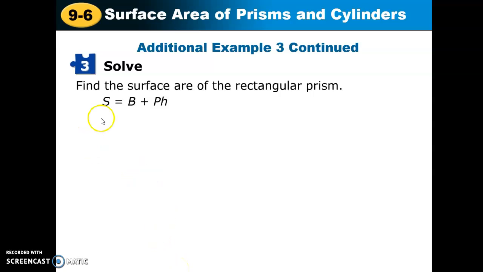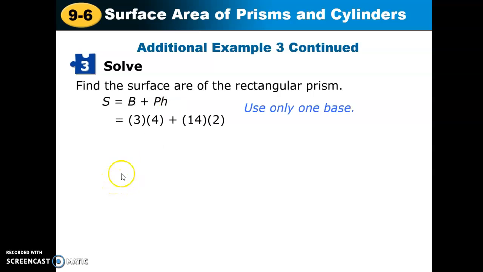So again, our formula is base plus perimeter times height. So we always find out our information. We had the 3x4 base. We knew the perimeter was 14 and that the height was 2. So we plug that info in. And when we do the multiplication, 3 times 4 is 12. Do that first. 14 times 2 is 28. Do that next. Then add them together to get your 40. We're only using one base.